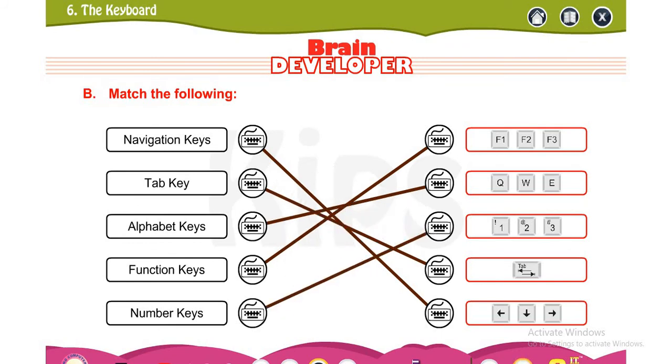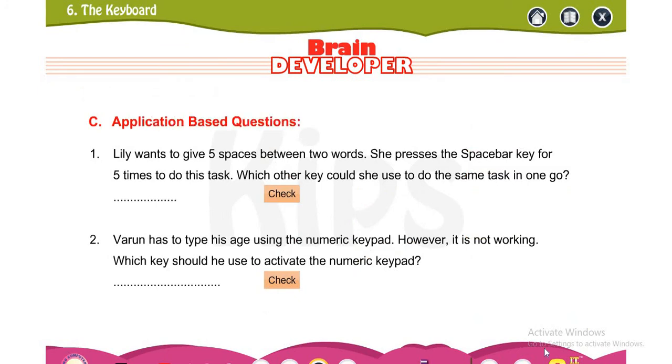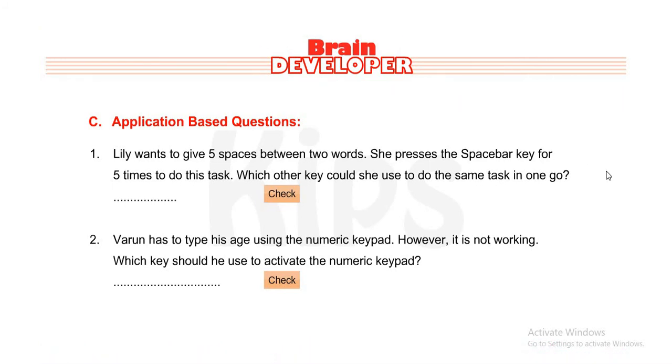Next one. Application based questions. In an application based question, you have to just find out the way how we can solve the problem. Lily wants to give 5 spaces between 2 words. She presses the spacebar key 5 times to do this task. Which other key could she use to do the same task in one go?